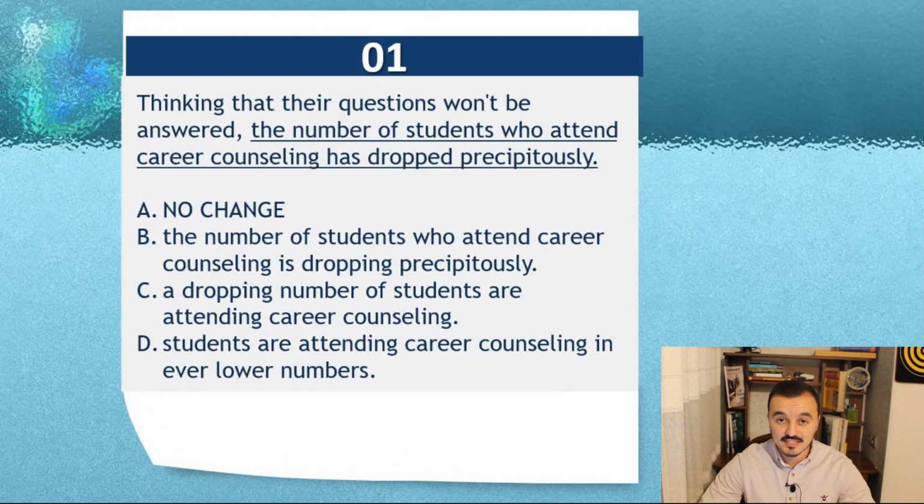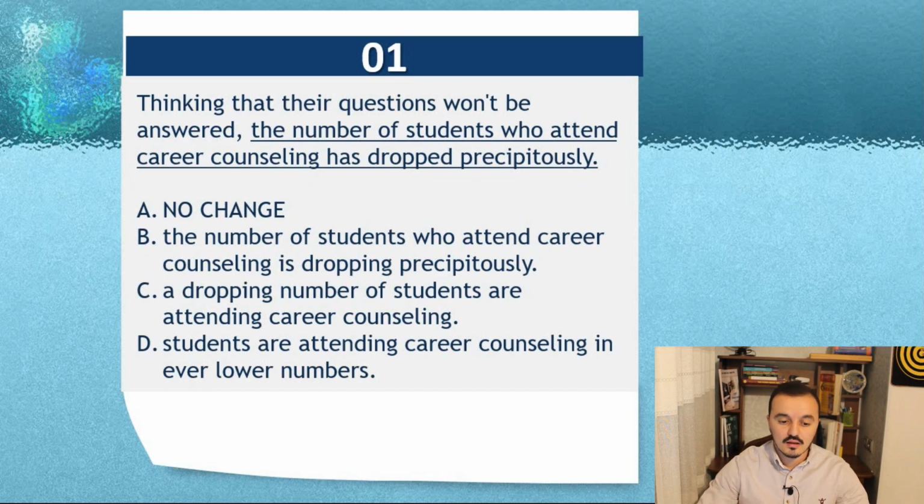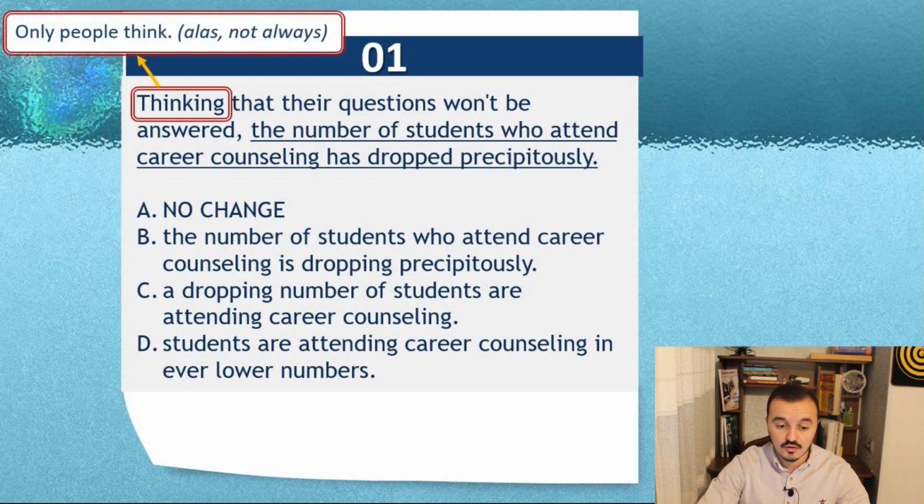Now, let's do some practice exercises and see how well we've understood the topic. First one. Thinking that the questions won't be answered, the number of students who attend career counseling has dropped precipitously. Precipitously means sharply. The first step you have to do is ask yourself, who was thinking? Of course, only people think.